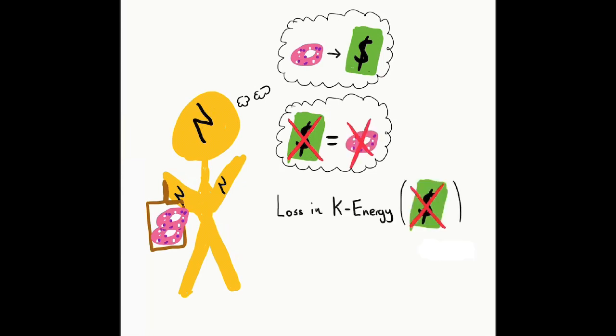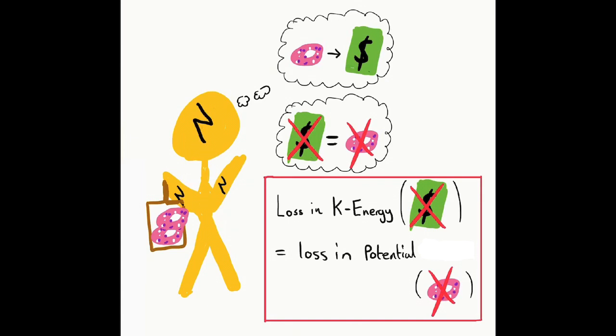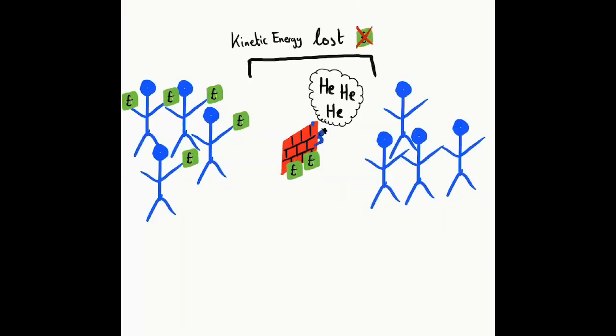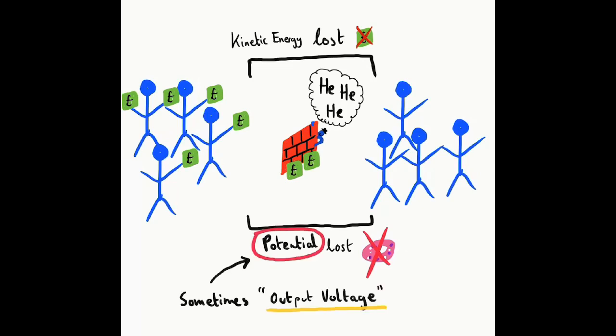And this is what we say happens at a resistor. Rather than say kinetic energy is lost at the resistor, it's better to say potential is lost at a resistor, or that there's a potential difference. Sometimes it's called output voltage.